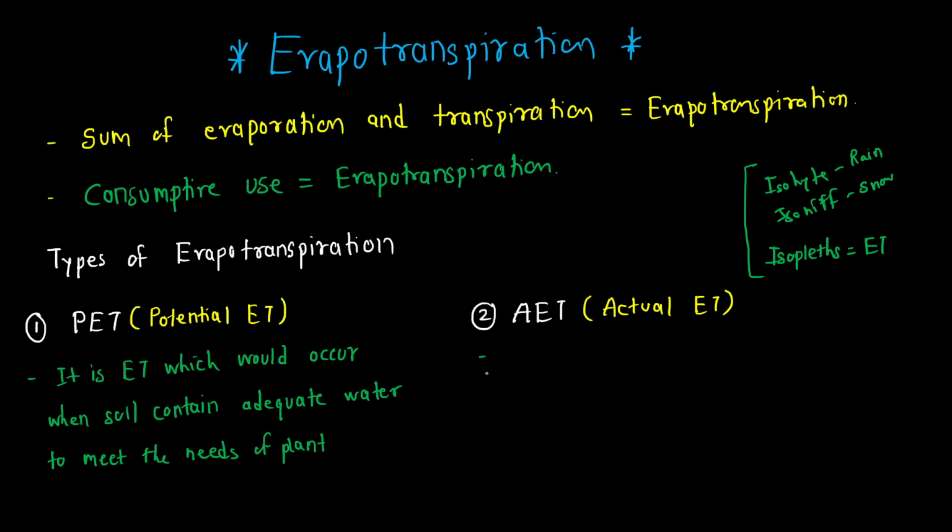Okay, now what is actual evapotranspiration? It is the actual evapotranspiration which occurs at a given place and given time. So one is under ideal conditions and one is actually what is happening. So these are the two types of evapotranspiration.